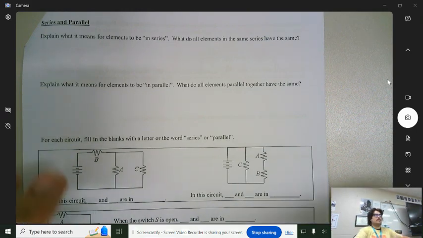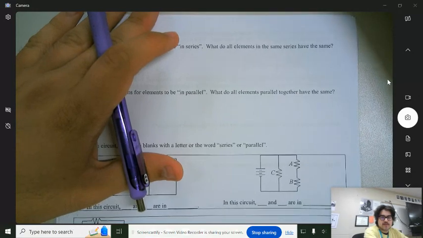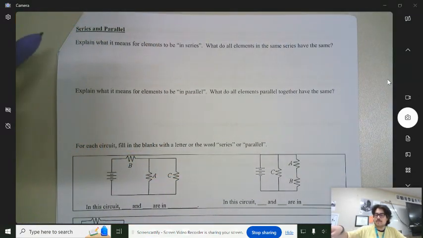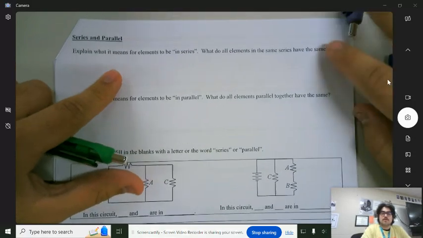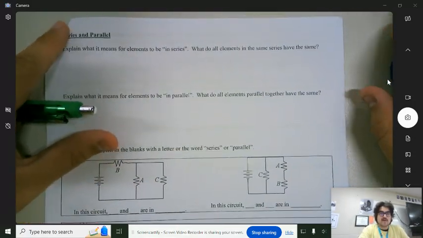Okay, well, we're going to talk quickly about this section on series and parallel. Series and parallel are two types of circuits that you can encounter in this class. You'll encounter both of them. You need to know how they work and how they operate.